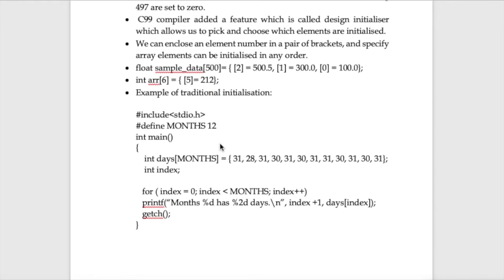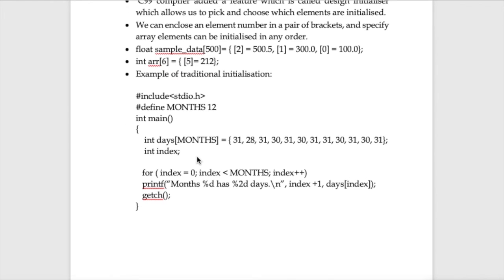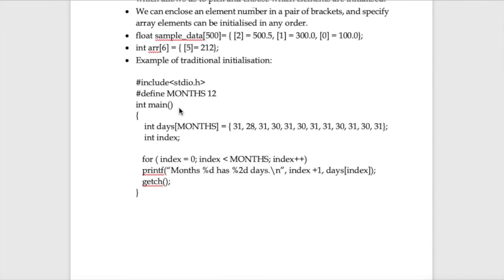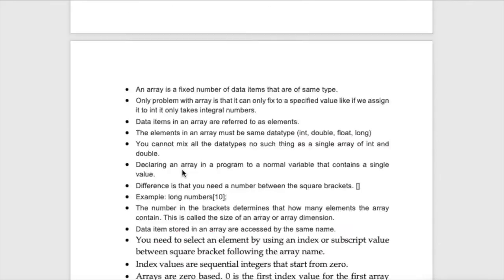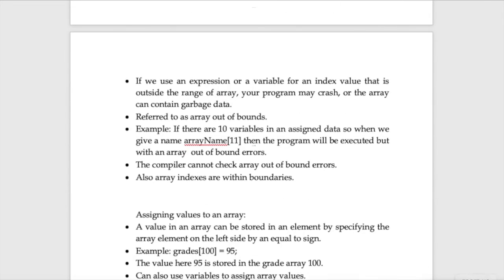Okay. Example of traditional initialization. This has already been explained in the simple calculator program. Hash include stdio.h, hash define months 12, int main, int days months is 31, 28, 31, and so on up to 12 months. For index equals 0, index is less than months, index plus plus. Printf month percentage d has percentage 2 days. This code has already been discussed in the previous videos. If you did not watch, the link is given in the description. You may go and watch it.